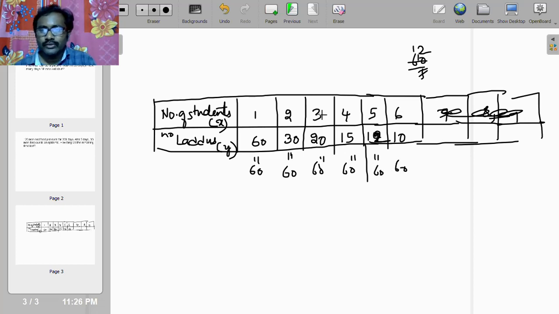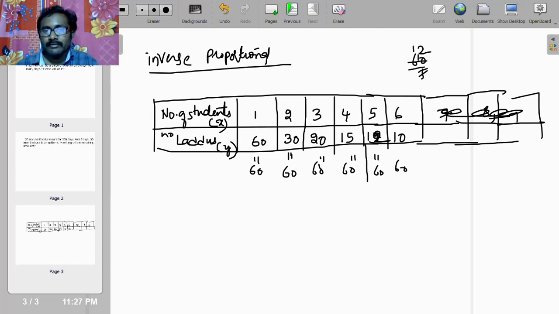So if the number of students is increasing, the number of laddus is decreasing on the other side. It means that in one row we are increasing the number of students, and in the other row we are decreasing the number of laddus. In such a case, we can say that it is inversely proportional. If one quantity increases and the other quantity decreases, and vice versa, this is nothing but inverse proportion. So I repeat once again, if one quantity increases and the other quantity decreases, in such a case we can say it is inverse proportion, right?